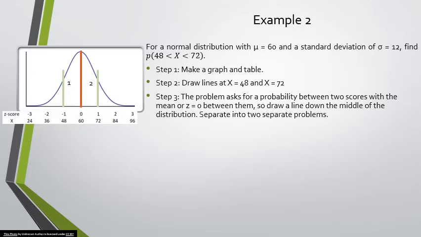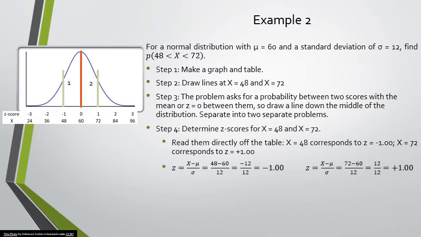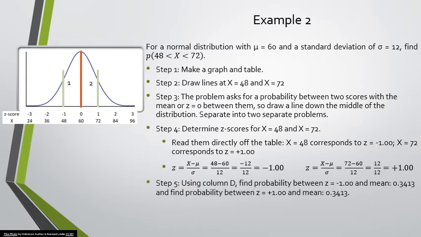Separate this into two completely separate problems. Problem 1 is on the left, problem 2 is on the right. The next step is you're going to have to determine z-scores for your two x values. You can read them directly off your table if you like. You'll find that a score of 48 gives a z-score of -1, and a score of 72 gives a z-score of 1. If you want to verify your work, you can calculate the z-scores. You'll get the same answers.